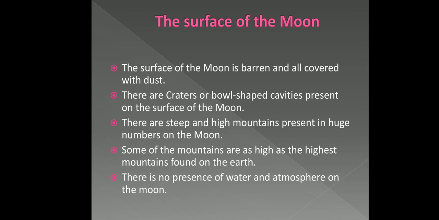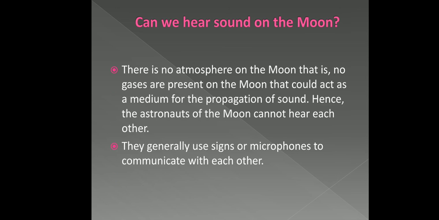Surface of the moon. See, the surface of the moon is barren. Usually it is covered with dust. These are called craters, the bowl-shaped cavities present on the surface of the moon. Here there is no presence of water and no atmosphere on the moon.